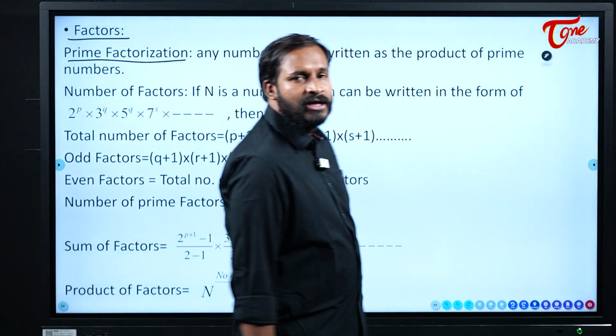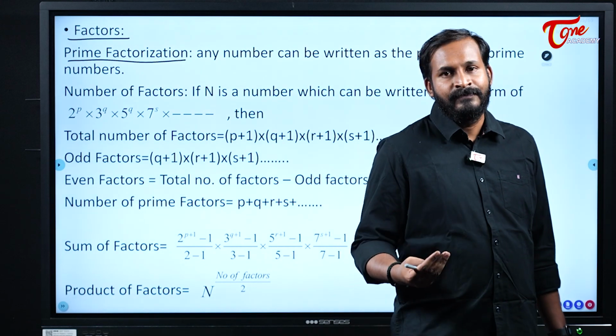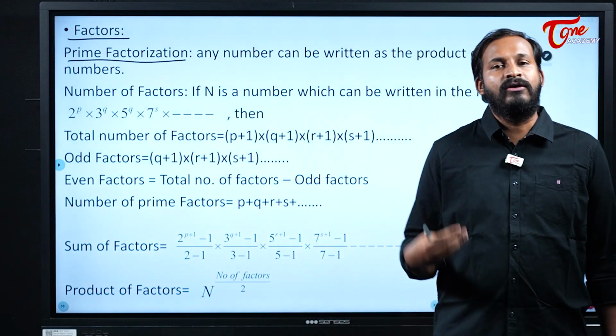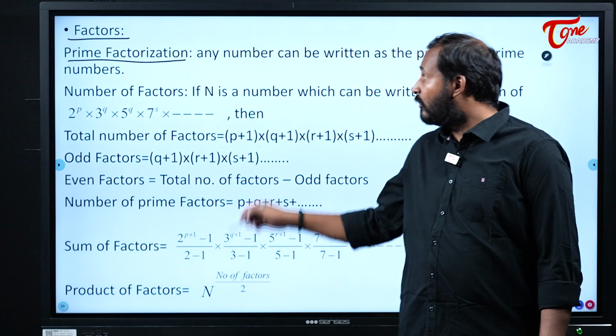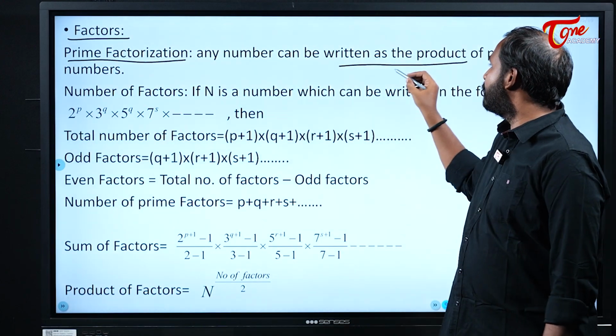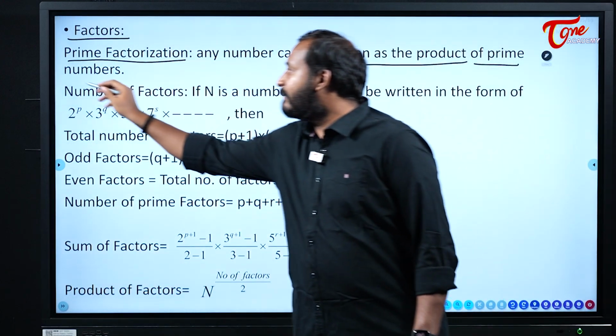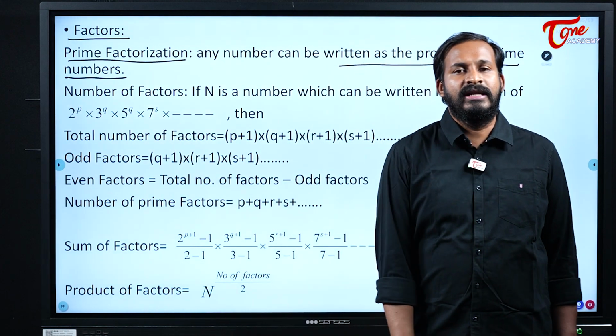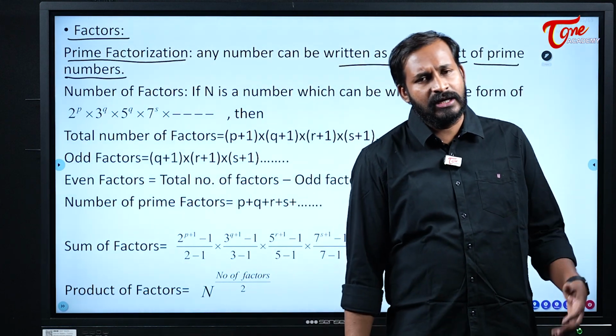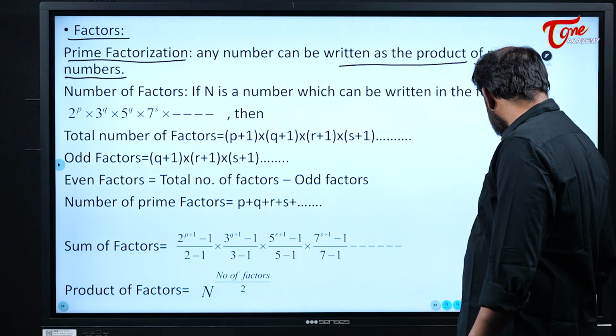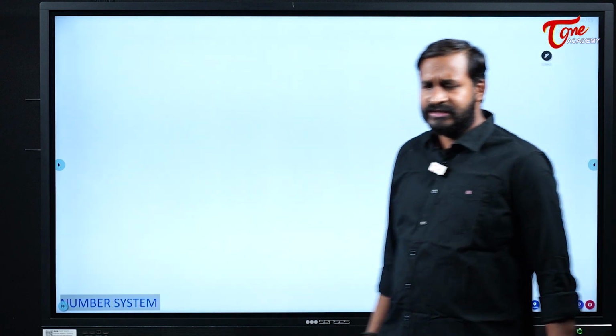It means nothing but expressing any given number as the product of prime numbers. We call that prime factorization. Any given number can be written as the product of prime numbers. We will see it with an example. What is this prime factorization?